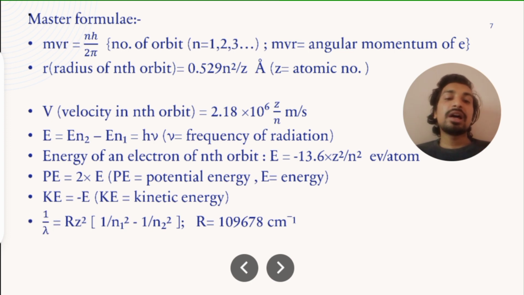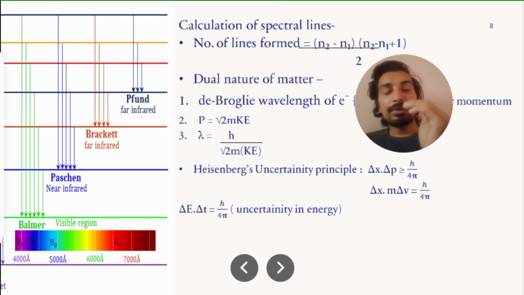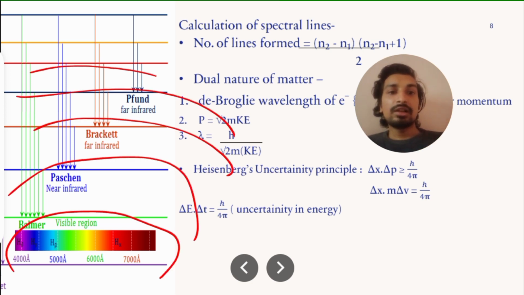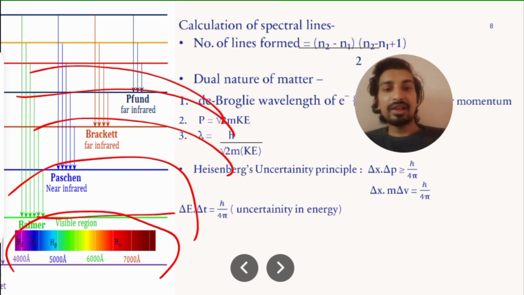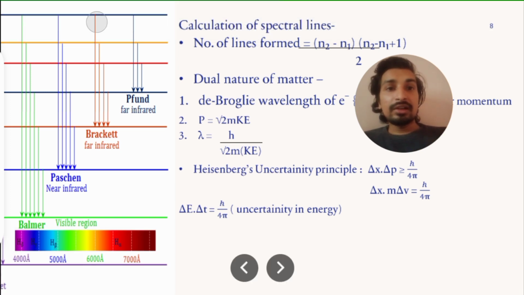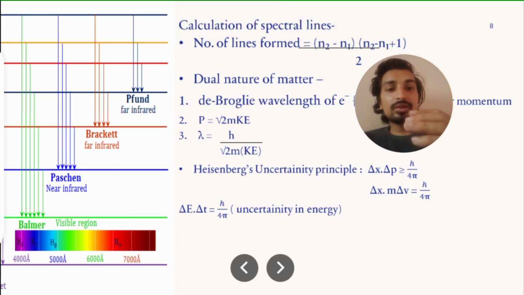And 1 by lambda is R into z square. R value is this much. So spectral lines, when the electrons are jumping from different shells, I can represent these as shells. Okay, so first shell, second shell, third shell, fourth shell. Instead of representing them as circles, I'm representing them as lines because we have zoomed in and it looks almost straight. So the electron has different possibilities, right? It can jump from n is equal to 2 to n is equal to 1, n is equal to 3 to n is equal to 1, like that it can jump between different shells.